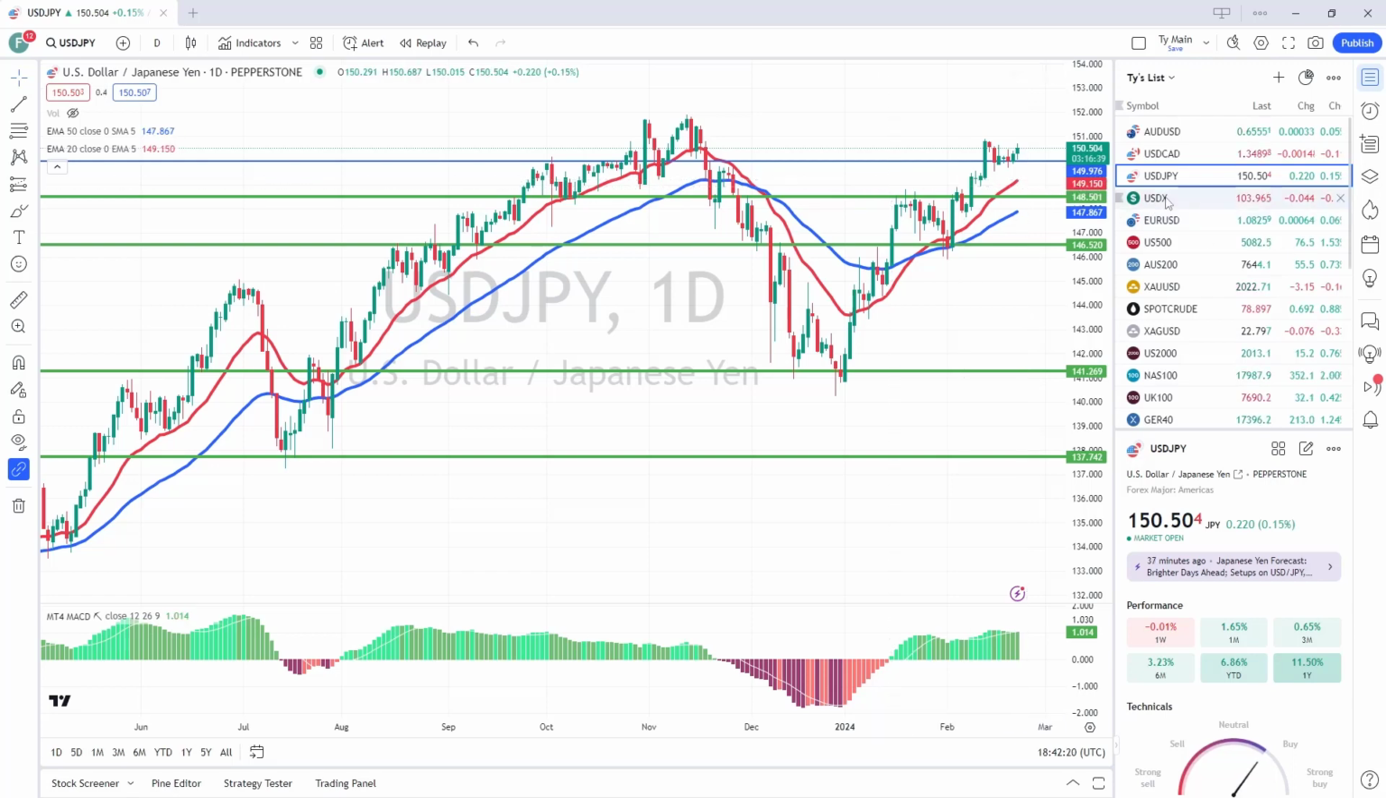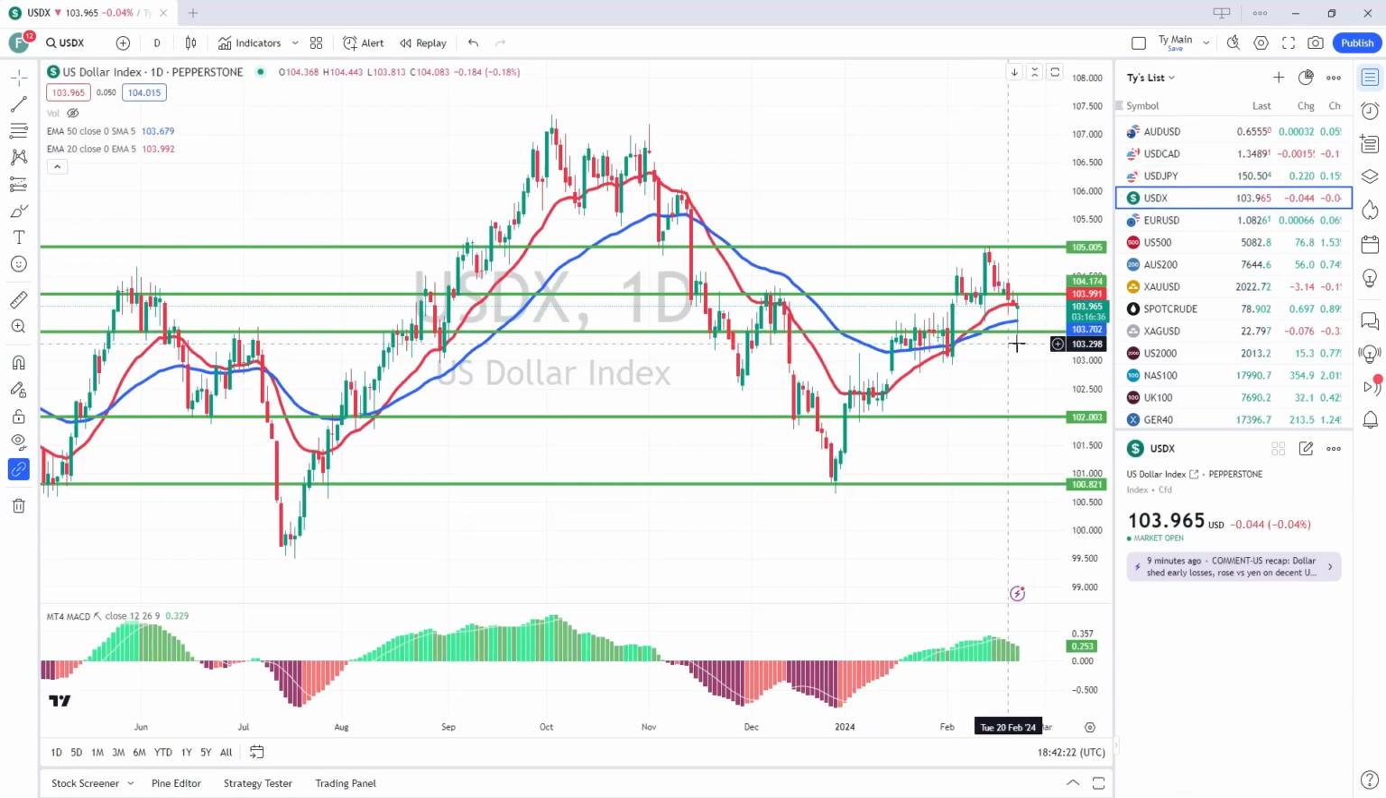Over to the dollar index, a very, very volatile session. This one still not closed yet, but you can see we had a very, very big push down all the way down to 103. Basically 33, big drop. There is a lot of support there, but I think that's more news related than anything else.